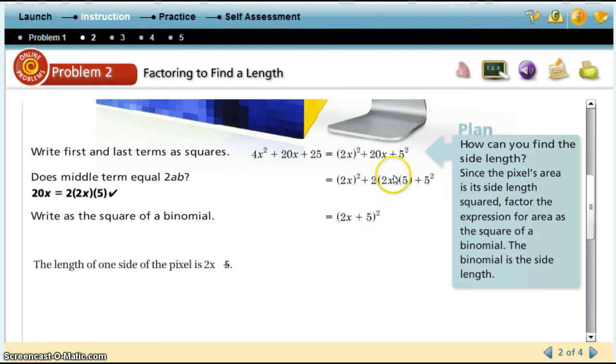Now notice also when you rewrite this, 2ab, a is 2x, and b is 5. So I want you to look through there. I just wanted you to see this expression. It is important because we are looking for dimensions of this pixel, but I wanted you to basically see how they simplify this whenever you have a coefficient other than 1 in front of the x squared. All right.